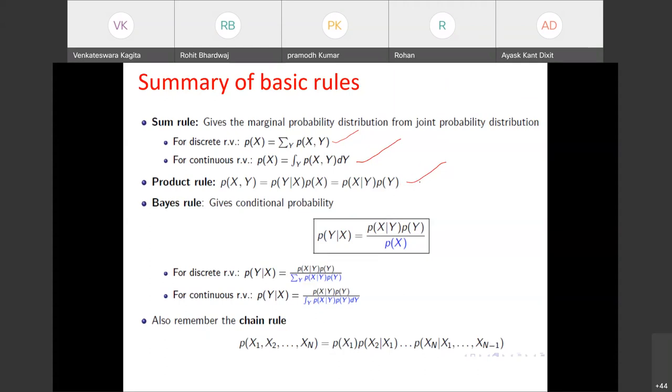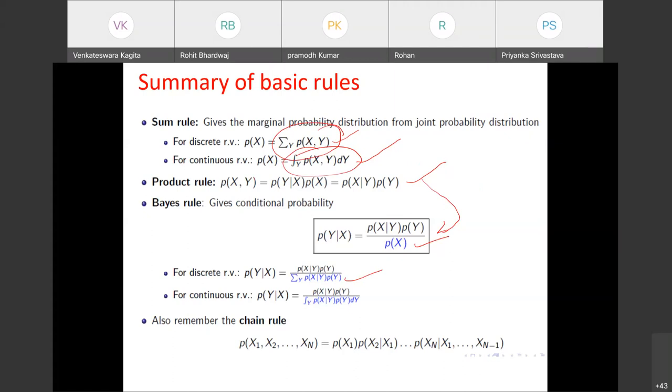And from this, we have derived the Bayes rule, which is probability of y given x equivalent to probability of x given y times probability of y divided by probability of x. Probability of x will change according to whether it is a continuous case or a discrete case, so we will just substitute that here. Right.